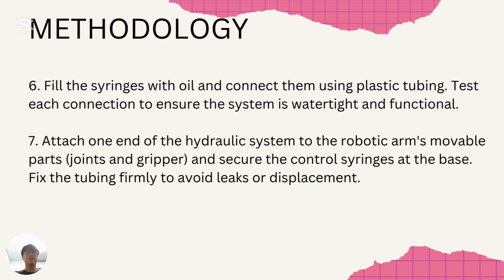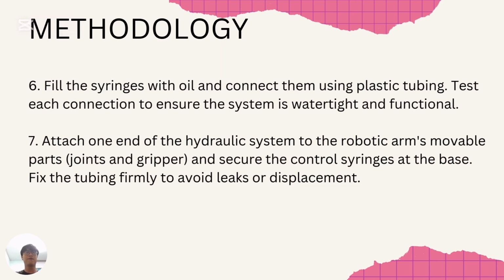For the sixth step, we should fill the syringes with oil, which is the hydraulic fluid, and connect them using plastic tubing. Then we should test each connection to ensure the system is watertight and functional. For the seventh step, we should attach one end of the hydraulic system to the robotic arm's movable parts, which are the joints and gripper, and secure the control syringes at the base.